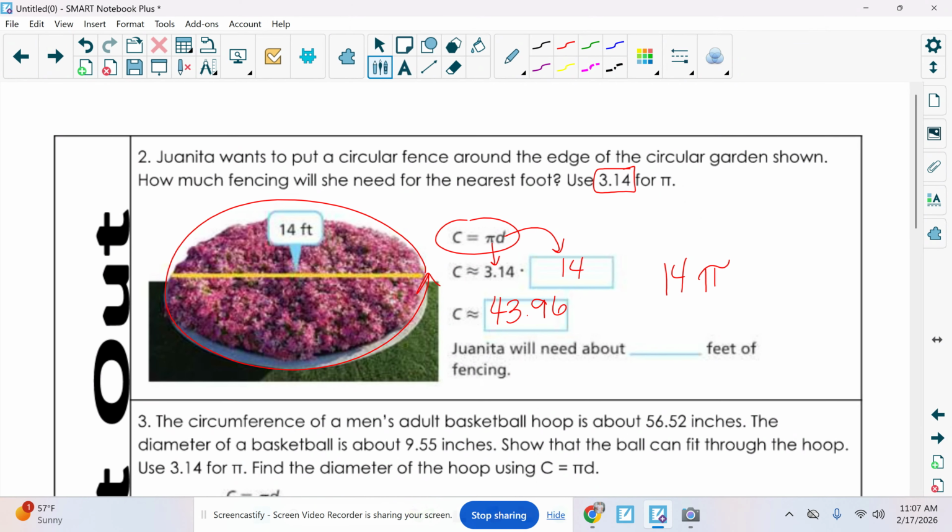And you get 43.98229, which is really close to 43.96, right? They're close. This is the exact answer. This is the approximate answer. They equal the same thing. Okay? Is somebody going to sell you 43.96 feet of fence? No, what are they going to sell it to? So she needs about 44 feet of fencing.